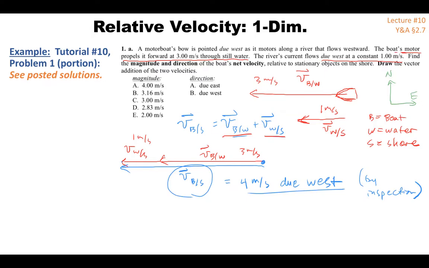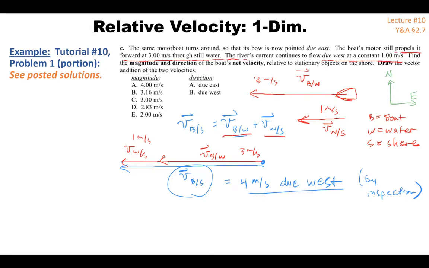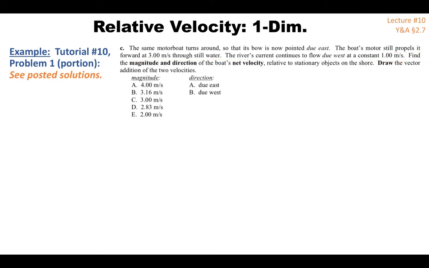Now, in the second part of the problem, I'm going to jump to part C, and in part C, it just says that the velocity of the boat turns around, so now the boat's velocity is due east. Okay, but the river is still the same. The river is still flowing due west with the same current of 1 meter per second. So now we have the boat facing due east. So the velocity of the boat with respect to the water. And the motor has one speed only. This is the velocity of the water with respect to the shore, 1 meter per second.